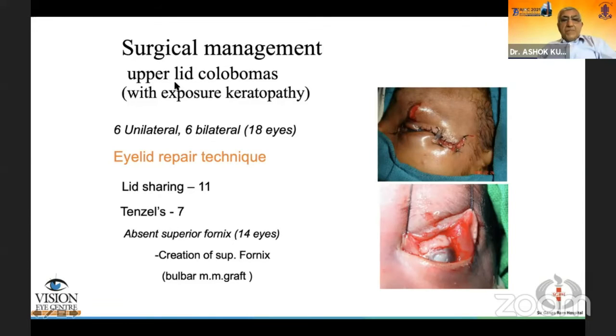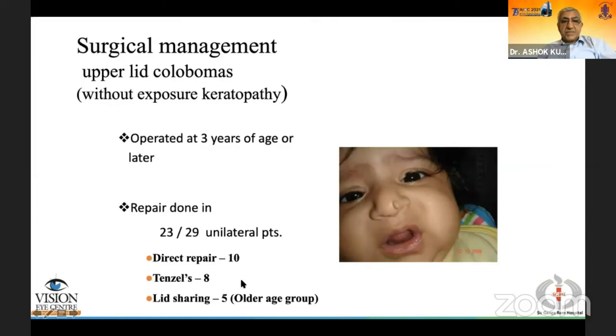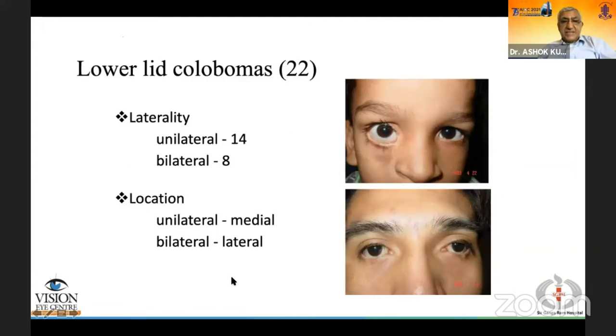In these upper lid colobomas with exposure keratopathy, because the cornea was already involved, we could do lid sharing procedures in 11 of them. But in 7, we did tensors. 14 of these 18 had absent superior fornix, and we had to create a superior fornix using a mucous membrane graft mostly, but since we find that this hypertrophies a great deal in children, now as the amniotic membrane grafts have become more easily available, we are often preferring amniotic membrane grafts. Those without exposure keratopathy can more often be smaller and be repaired by direct or tensors techniques.